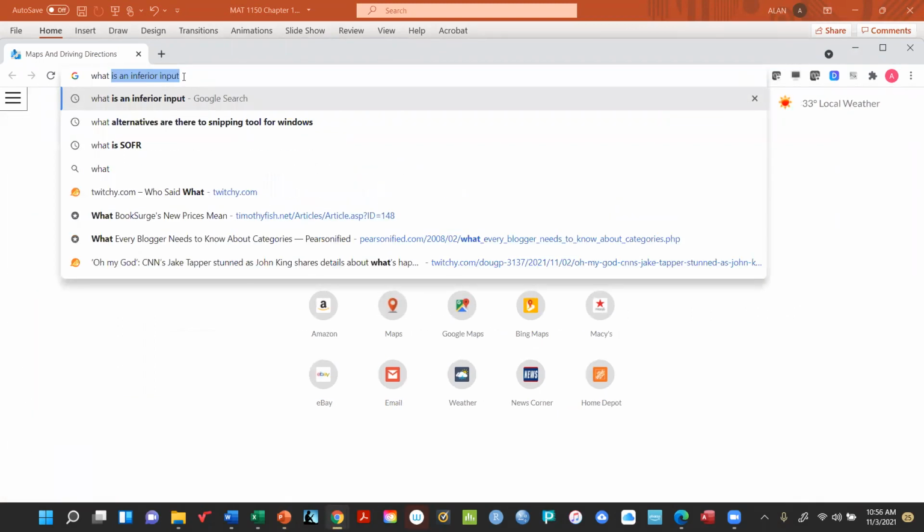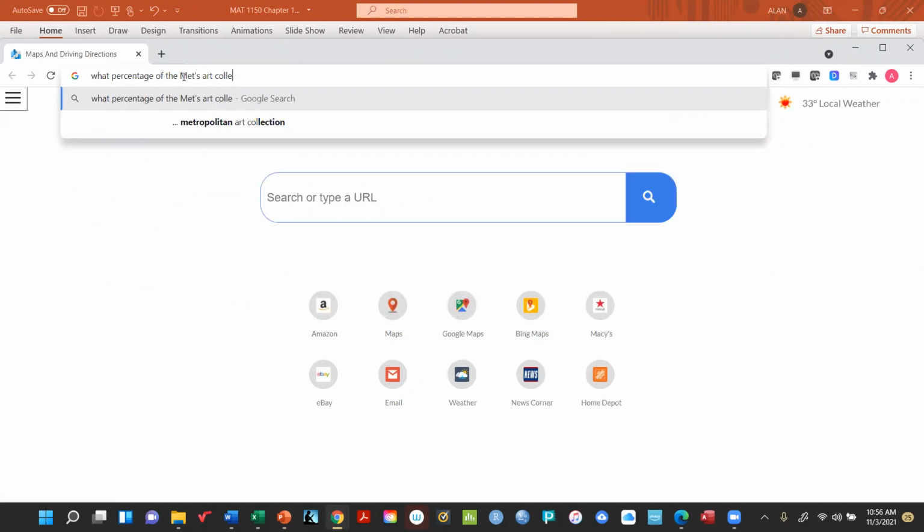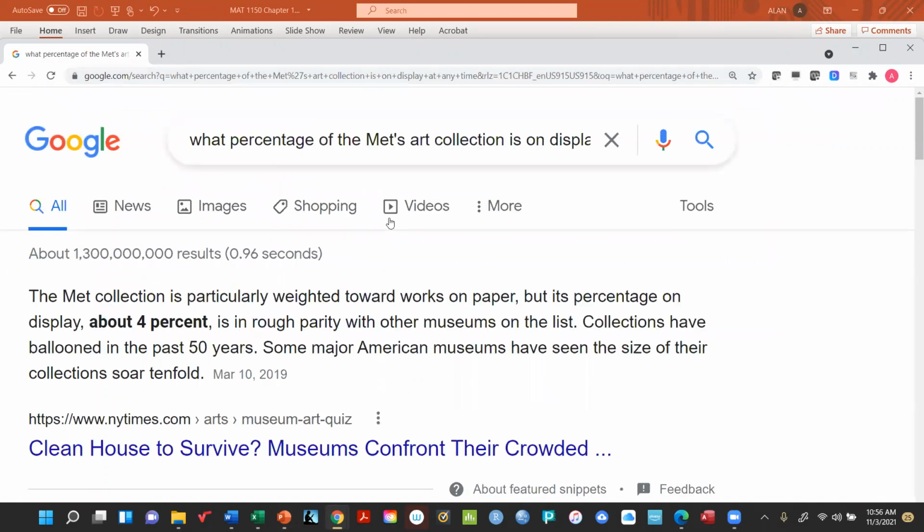Let's see if we can find out. Okay. About 4% of their collection is on display at any given time. That's because they have so much art, and they must have enormous warehouses where they store it. So when you go in that building, it's a big building. They've got a lot of art out there, but that's only 4% of their total holdings.